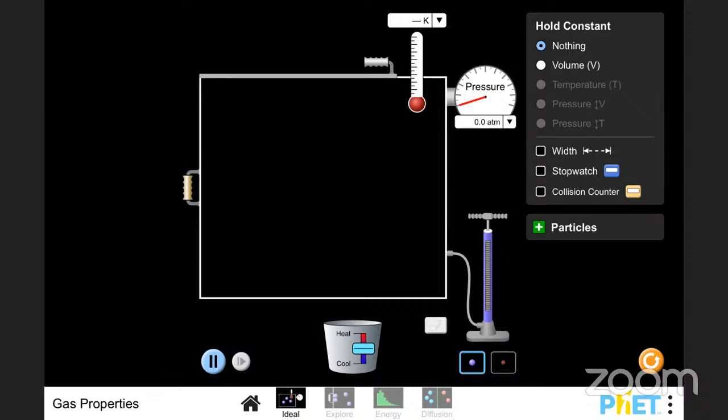So here's what we're going to look at. We are going to take a look at how pressure, volume and temperature are related. But we're going to hold something constant. In the first case, we're going to see how pressure and volume are related by keeping temperature constant. We did it last day, but let's actually keep one constant here.